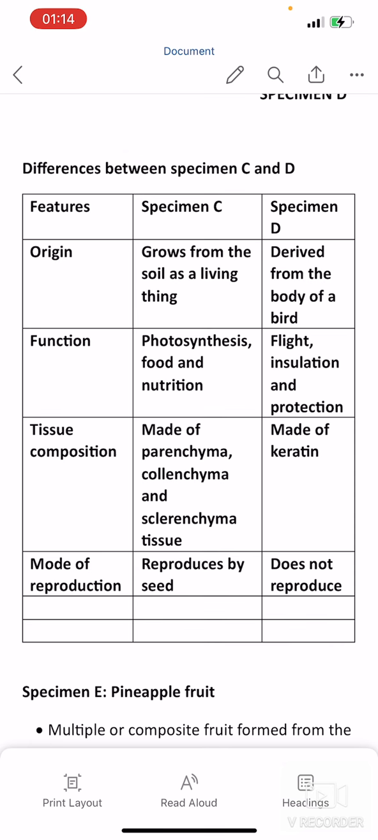Specimen C grows from the soil as a living thing, while specimen D is derived from the body of a bird. The function of specimen C: they carry out photosynthesis, food, and nutrition, while the function of specimen D: flight, insulation, and protection. Specimen C is made up of parenchyma, collenchyma, and sclerenchyma tissues, while specimen D is made up of keratin, which is a protein. And specimen C reproduces by seed, while specimen D does not reproduce.